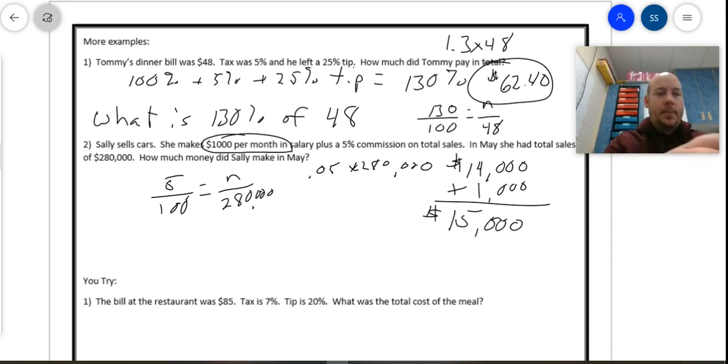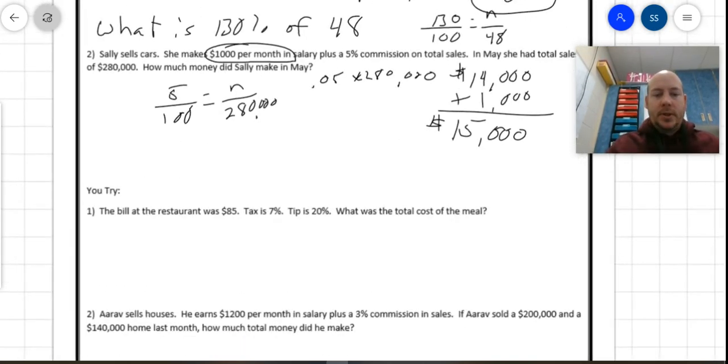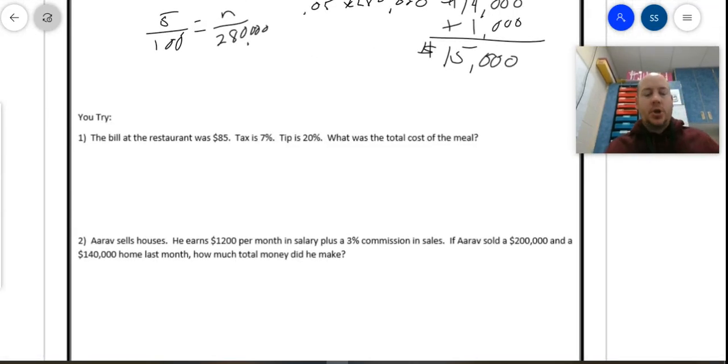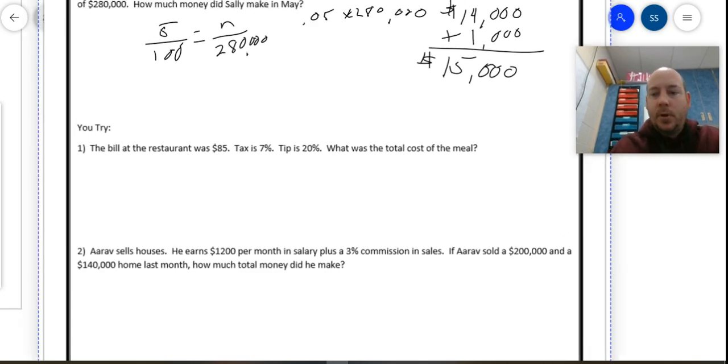All right. In the You Try section here, I would pause the video, try it, come back to the video, and see if you did it correctly. So the first one: the bill at the restaurant was $85, tax is 7%, tip is 20%. So again, you're going to pay 127% of the bill.